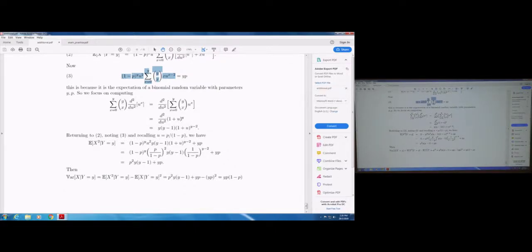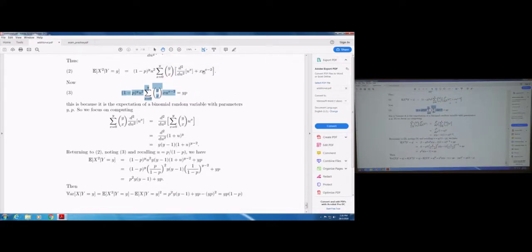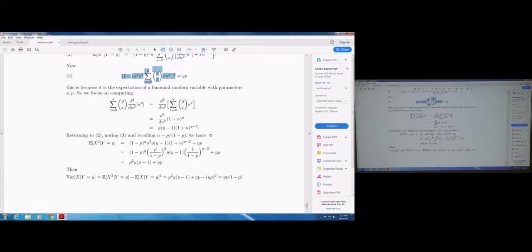So this is (1 plus u) to the power y, and I just have to differentiate that twice with respect to u, and if I do that, this is the formula that you get. Okay, so now this part times this is y times p. This summation is like this, so I just multiply it through by this factor: (1 minus p) to the y, u squared, multiplied by this term here, and then this one is plus yp.